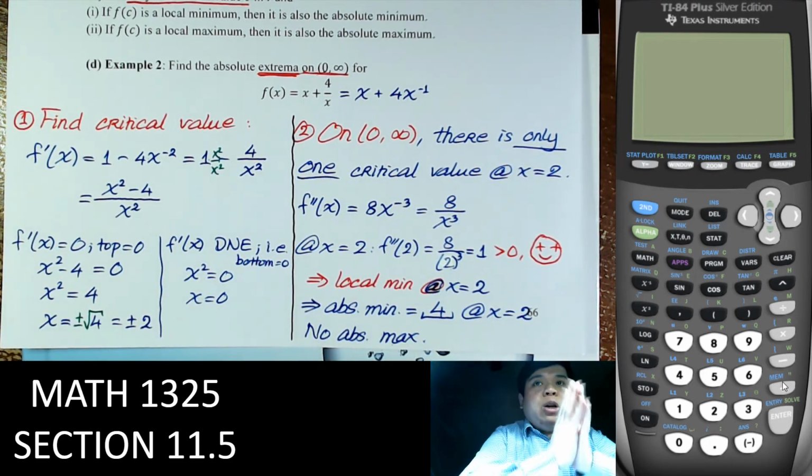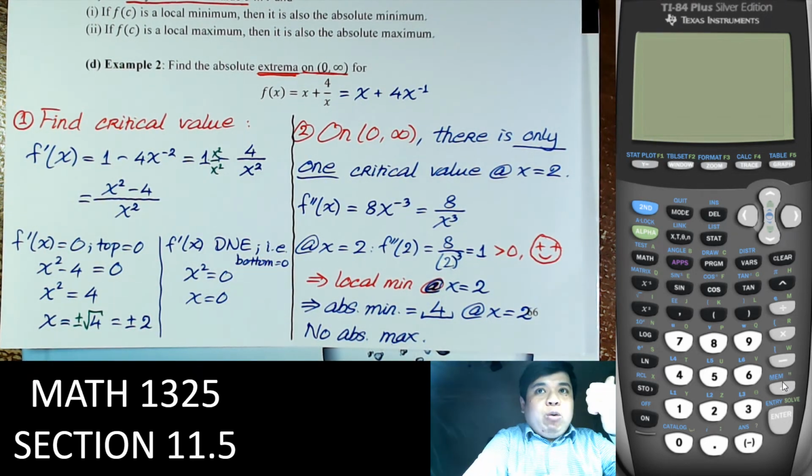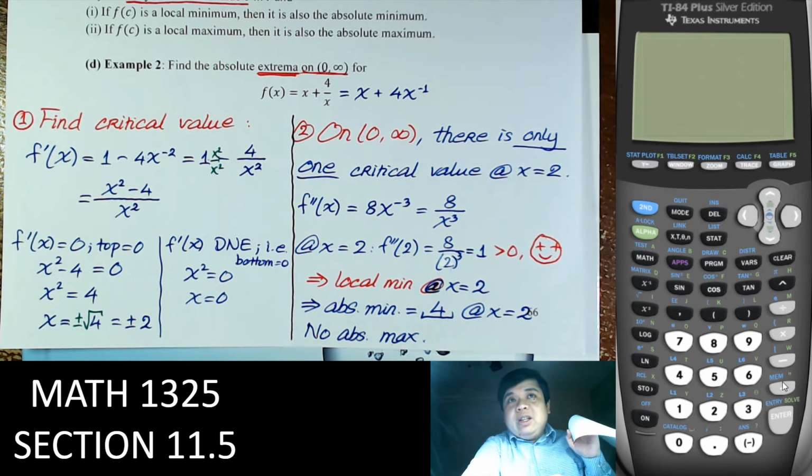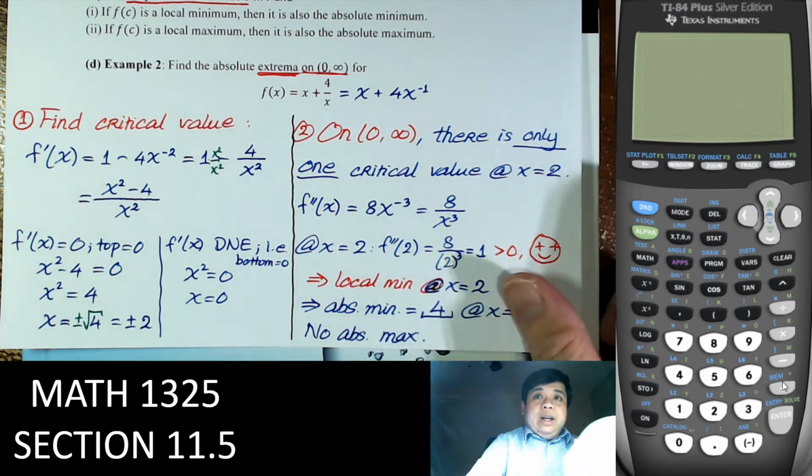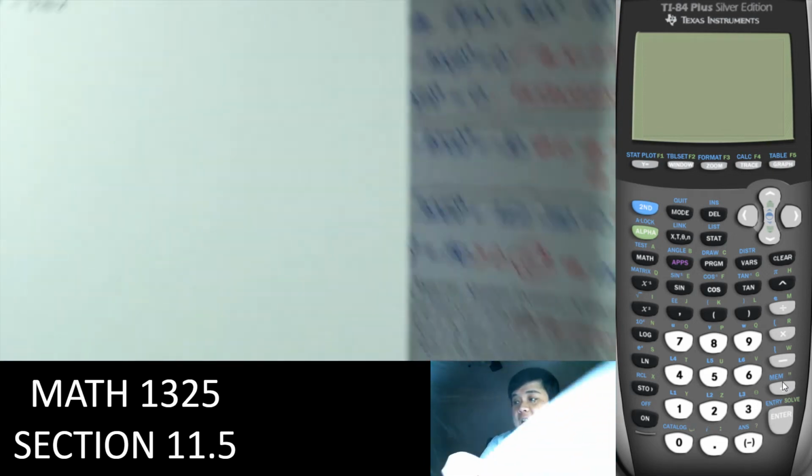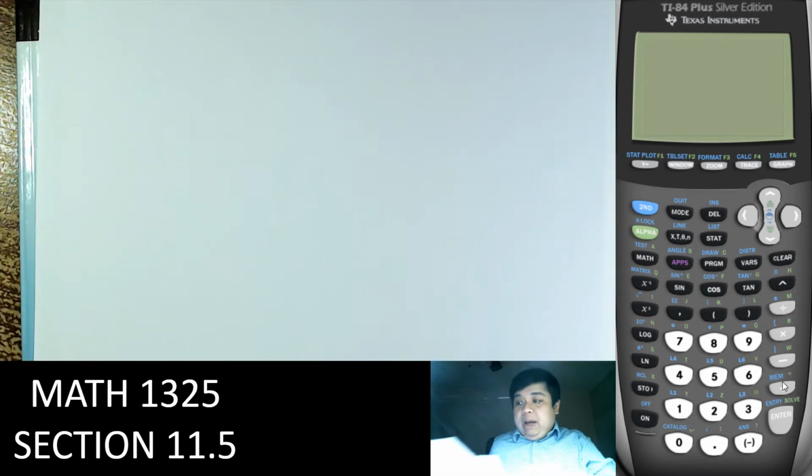Right. So the point of this problem is we find critical values, and it just happens that it is the only critical value, then we just use the second derivative test to confirm that it is a local min. If it is a local min, it will be absolute min. If it is a local max, it will be absolute max.